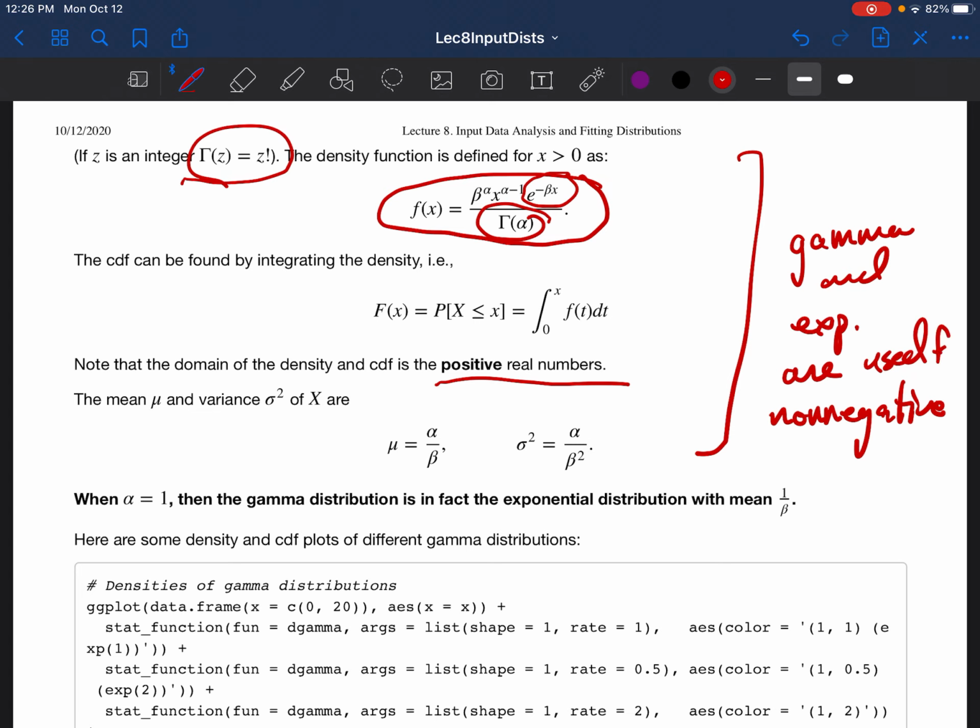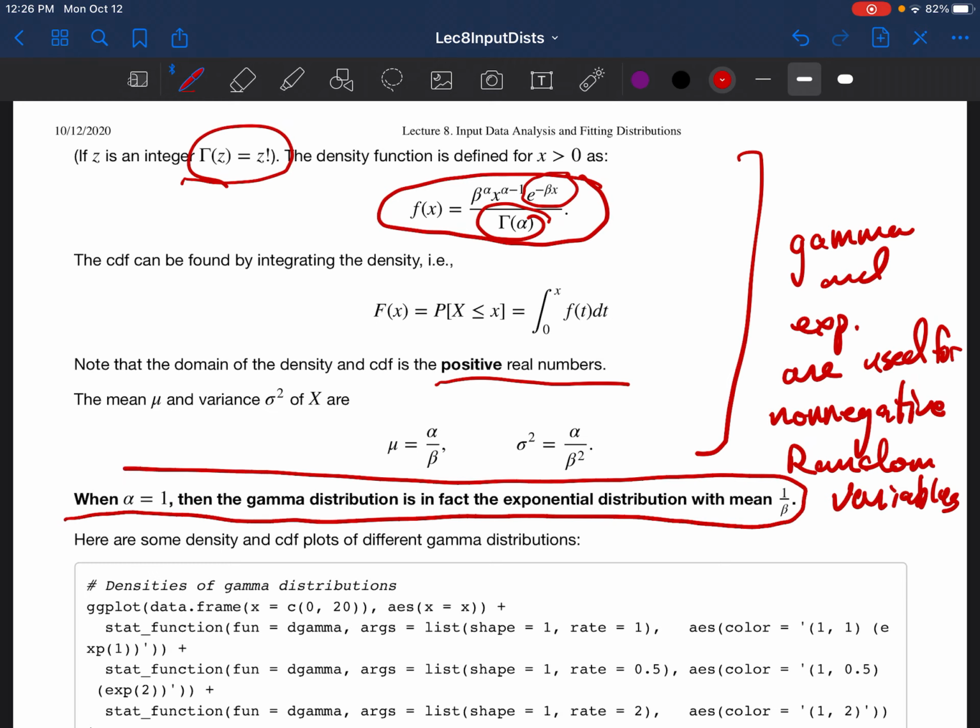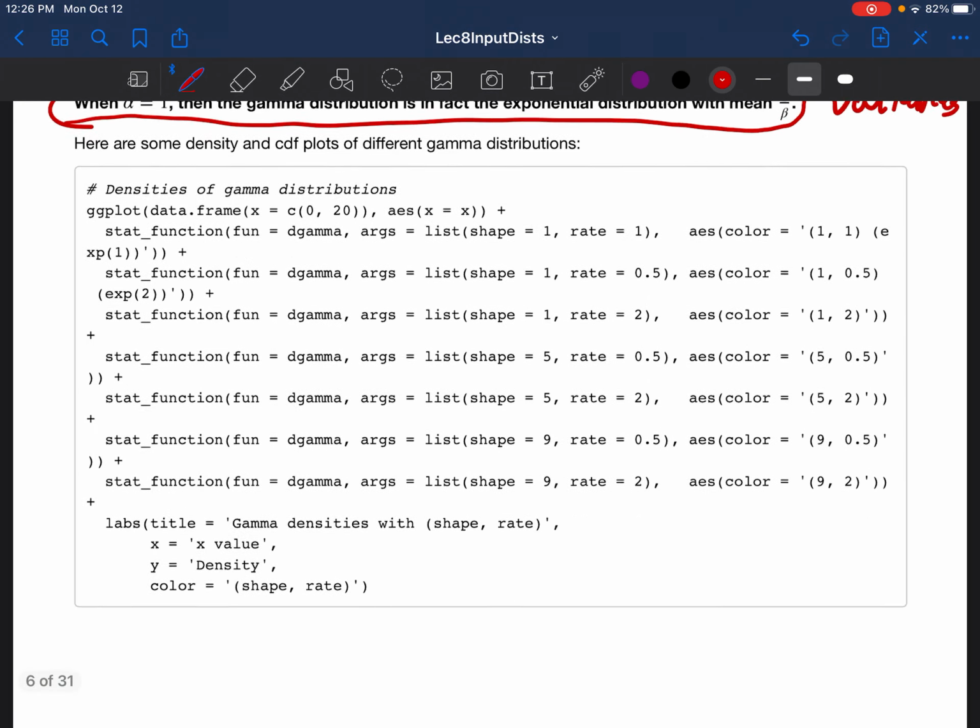And they're used for non-negative random variables. Okay, so how is the exponential similar? When alpha is 1, when the shape is 1, then the gamma is in fact the exponential. Okay, so let's look at their shapes again.